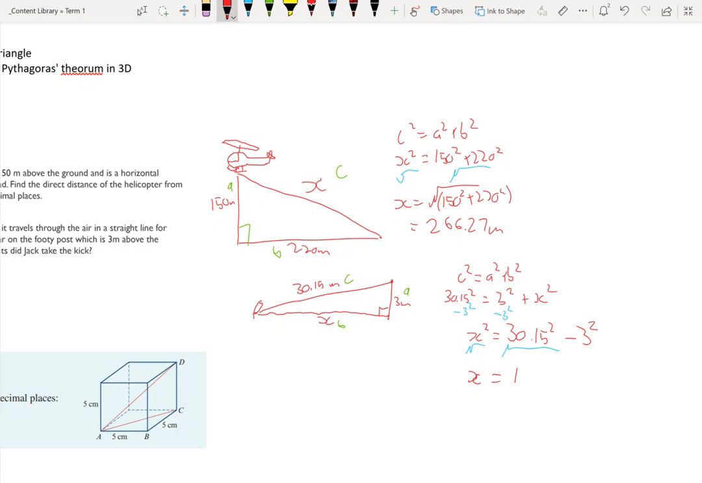On the right-hand side, the square root of 30.15 squared minus 3 squared is something. I don't know what it is, but my calculator does, so let's ask it. Square root of 30.15 minus 3 squared. Oh, I forgot to put the squared on my 30.15. That almost gave me the wrong answer. There we go. And I got 30.000375. So rounding to 2 decimal places, 30 meters.